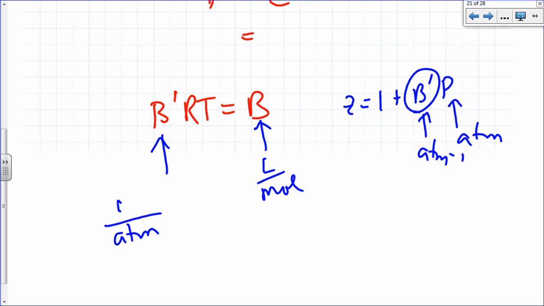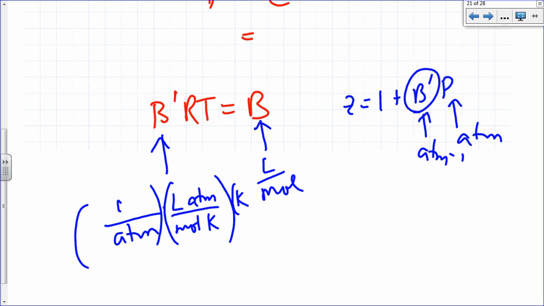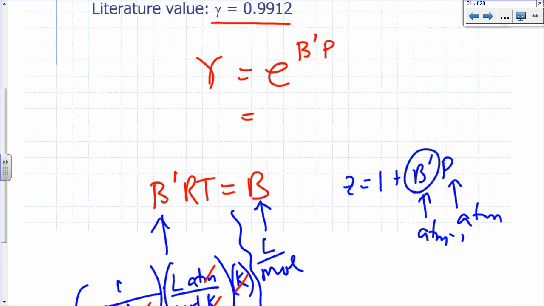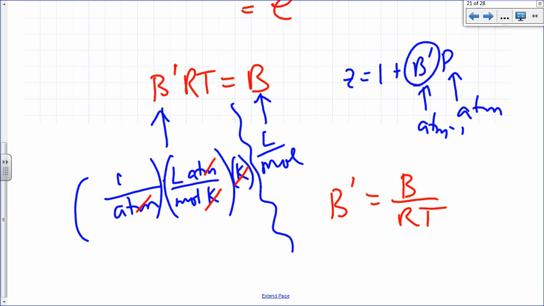To get the unit of liters per mole, you have to multiply that by RT, and R is liter atmosphere per mole Kelvin, and then the unit of temperature is Kelvin. So Kelvin cancels out, atmosphere cancels out, and that gives you liters per mole. So B prime times RT is B. So if we want B prime, let's solve for B prime. B prime would be B over RT. Let me quickly do that on MathCAD.